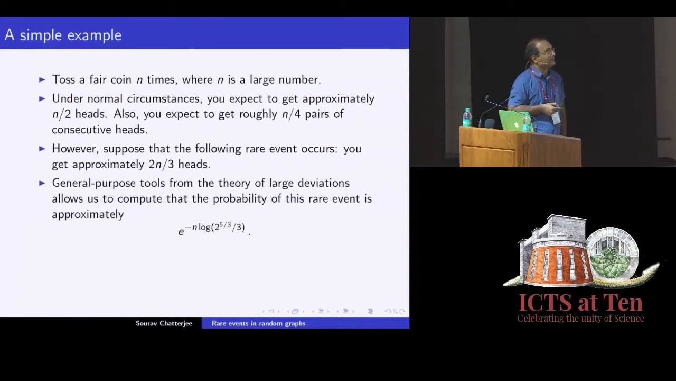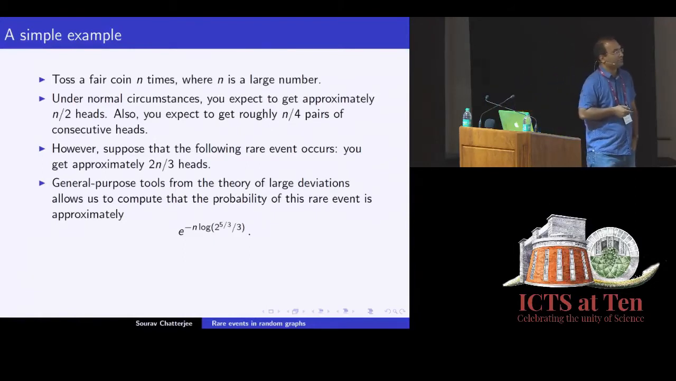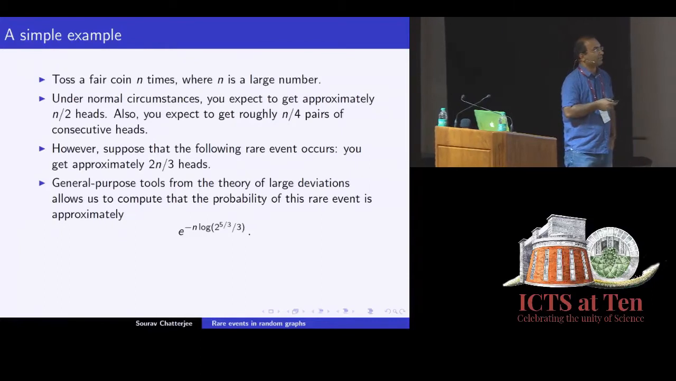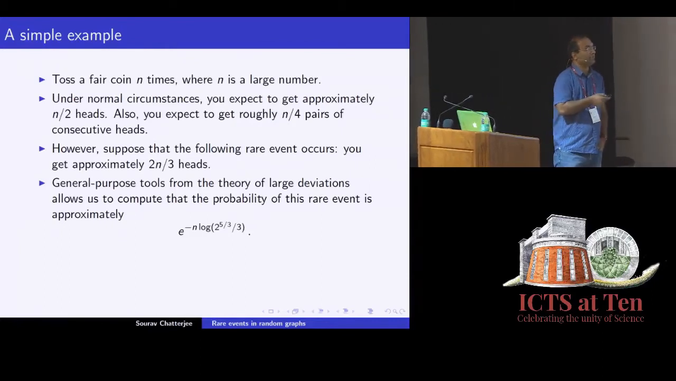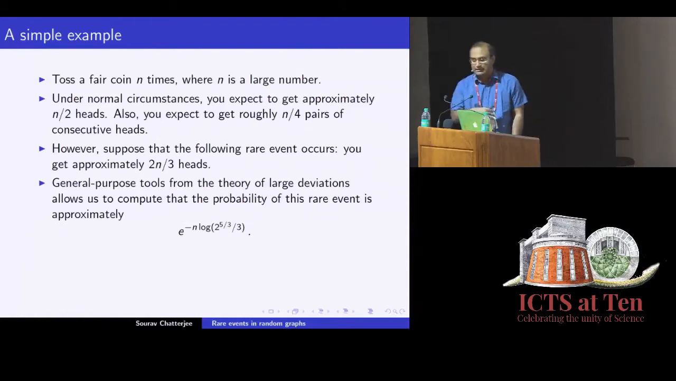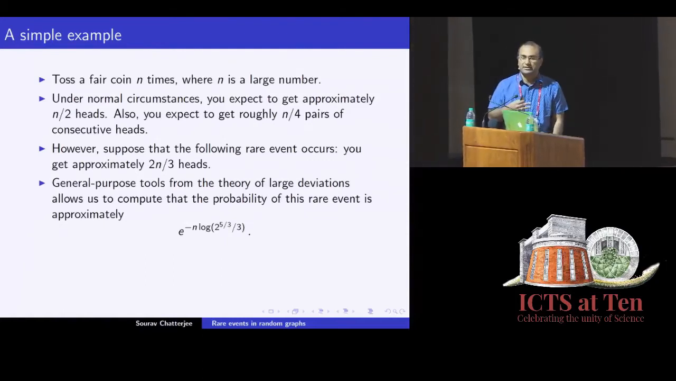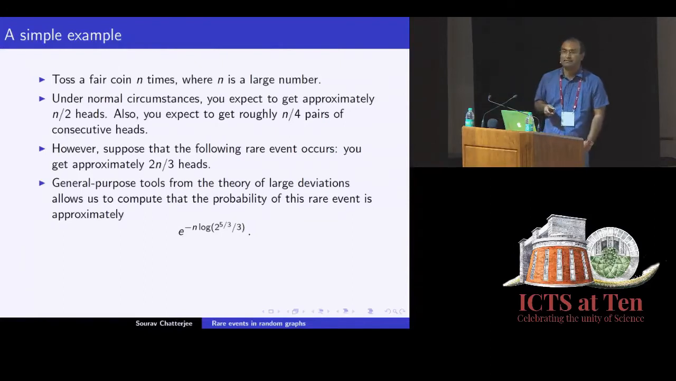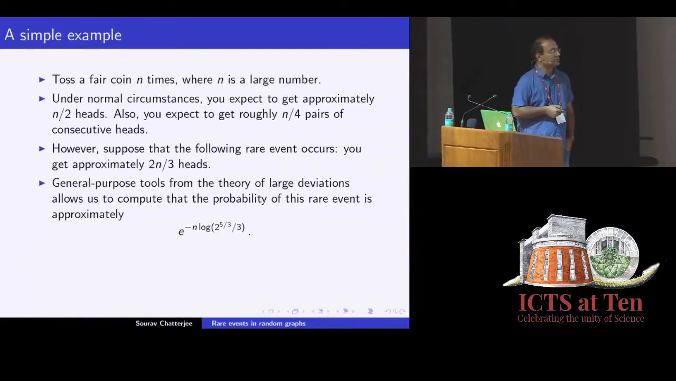Now there are some tools from large deviations theory. I'll tell you a little bit about how this kind of computation is done. It shows that the probability of this rare event is approximately this. So in this case, it's a very simple example where you can do exact calculations, but there are general purpose tools which apply to many similar problems, much more complicated than this, which allow you to calculate the probability of this kind of rare event.